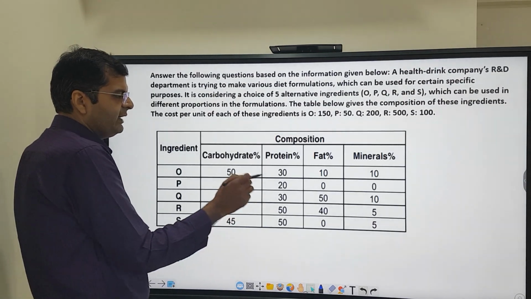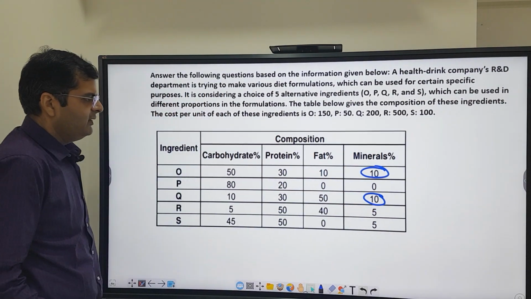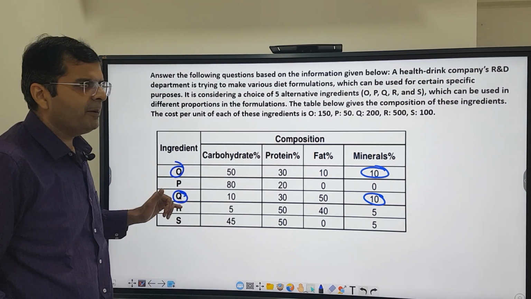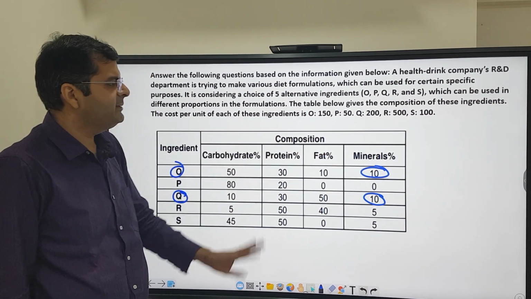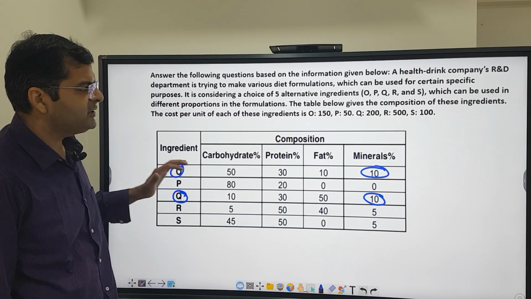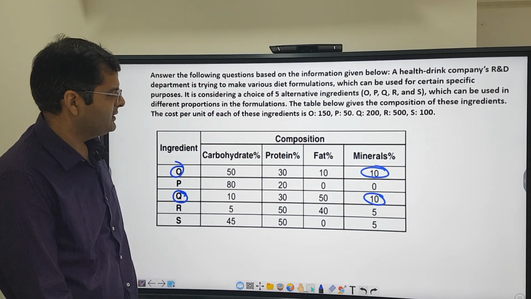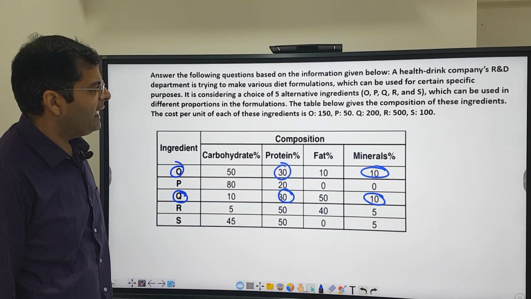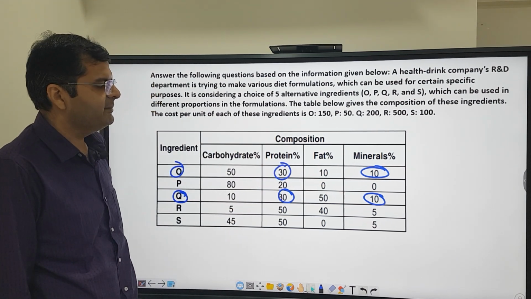So if you look at it, to get 10% minerals, there's only possibilities if I mix this and this. Okay, so I have to mix O and Q. Even though they are not mixed in equal proportion, still they'll give me 10% minerals, because O and Q both have 10% minerals, and protein is 30 and 30 for both of them. So whatever proportion I mix O and Q, I will get 30% protein. So I'm getting at least 30% protein, but I'll get exactly 10% minerals.